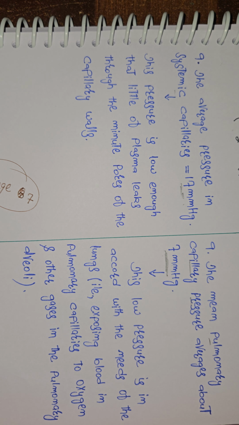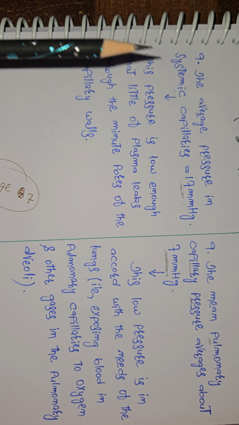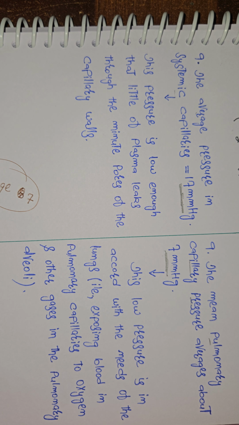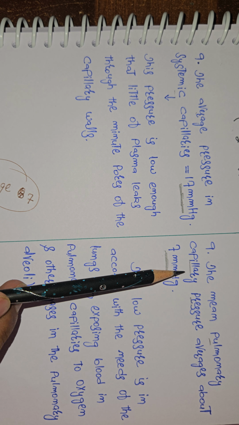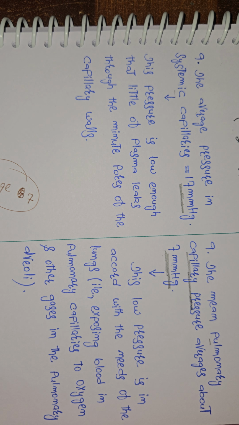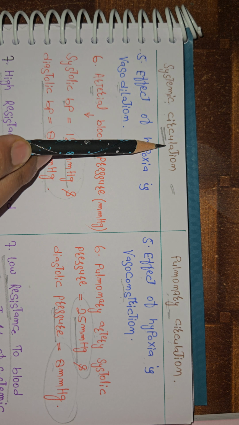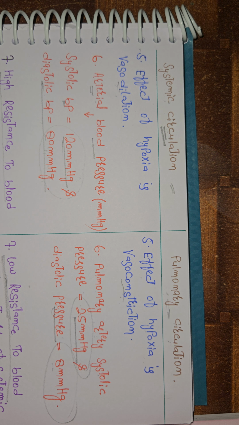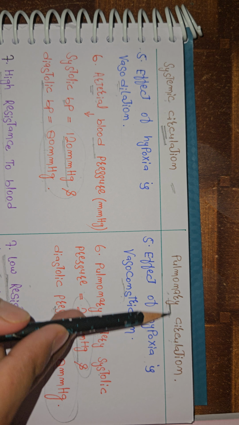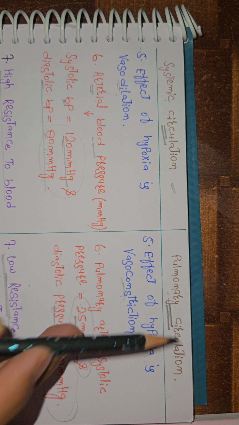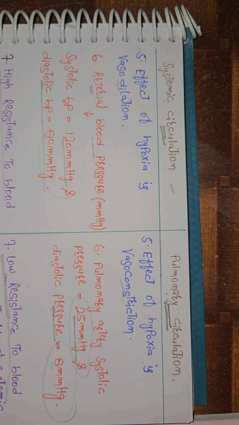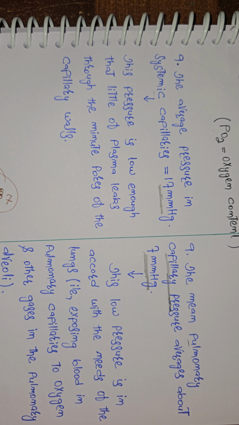Now we move on to the last difference, that is the average pressure in the capillaries. Clear? The average pressure in systemic capillaries is 17 mm of Hg, and the average pressure in the pulmonary capillaries is 7 mm of Hg. Capillaries of systemic circulation are systemic capillaries. They have an average pressure of 17 mm of Hg, and the capillaries of pulmonary circulation are pulmonary capillaries. They have an average pressure of 7 mm of Hg. Clear? So this is difference number 9 we are talking about.